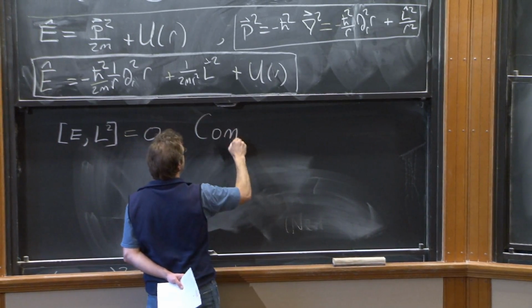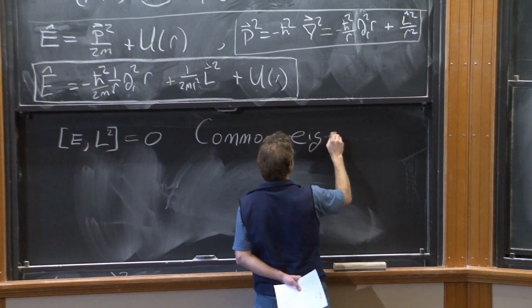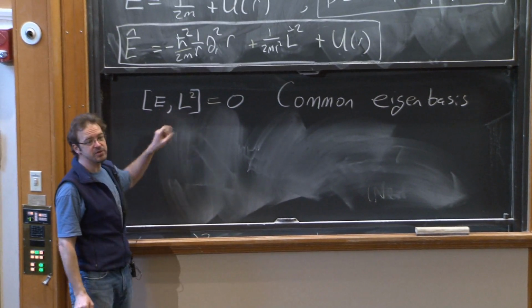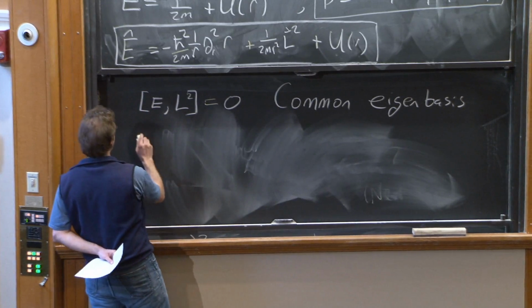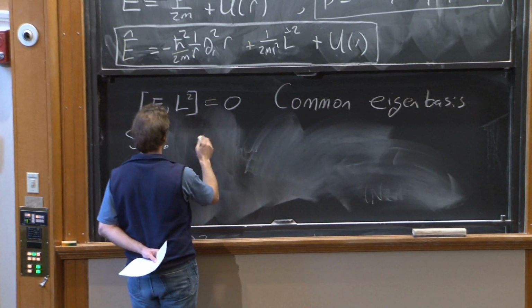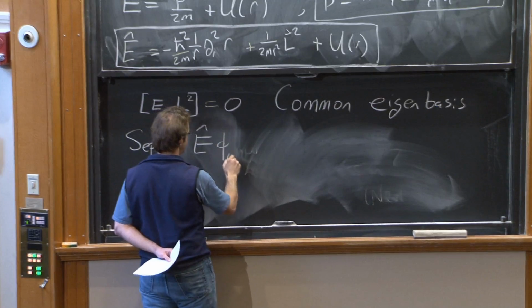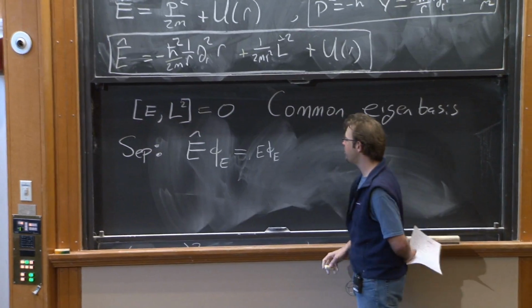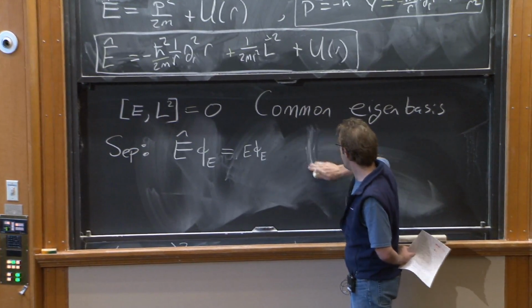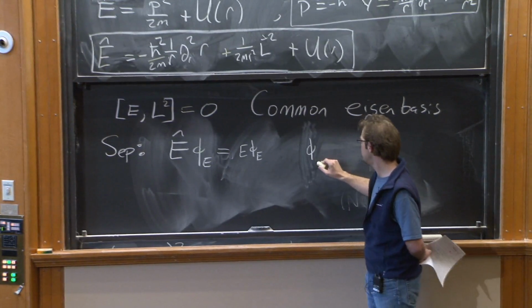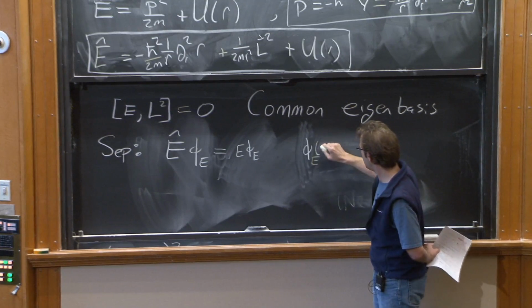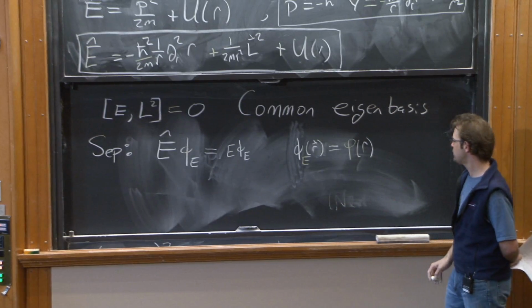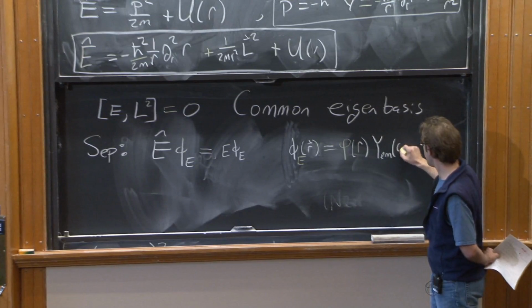So we can find a common eigenbasis, a basis of functions which are eigenfunctions both of E and of L squared. So now we use separation. In particular, if we want to find an eigenfunction of the energy operator, E phi E equals E phi E, it's going to simplify our lives if we also let phi be an eigenfunction of L squared. But we know what the eigenfunctions of L squared are. Phi E of r is going to be equal to little phi of r times Y_LM of theta and phi.